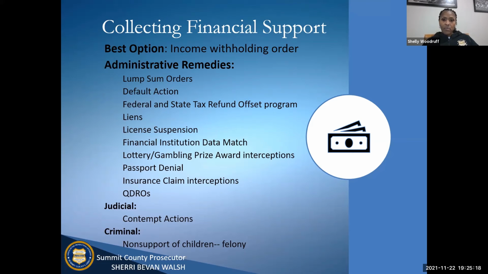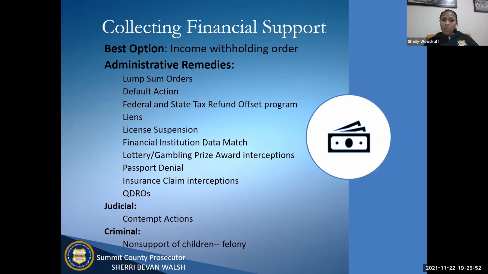But administrative remedies that we use: lump sum orders. A lump sum order is in the event that we're notified by an employer that someone's going to get a bonus or receive a lump sum. Then they will send us that order and we will have to verify that account to see if there's any arrears owed on that case. If there's arrears owed, then we can intercept that lump sum, and instead of it going to the employee, it would come to child support and be posted to their child support account.